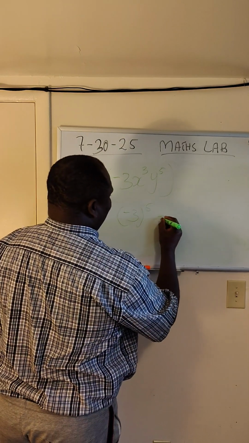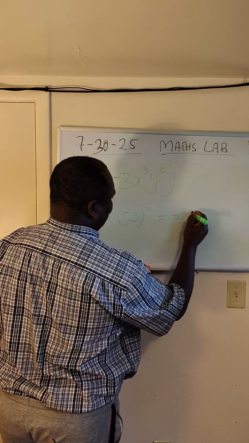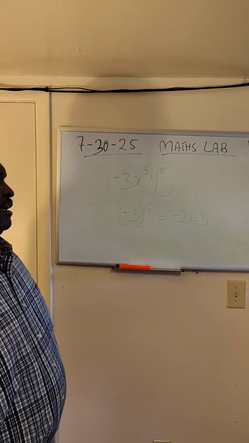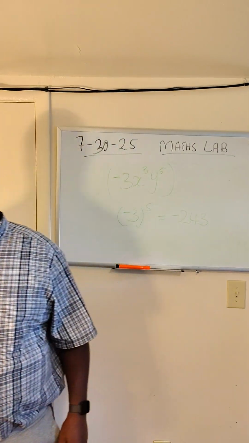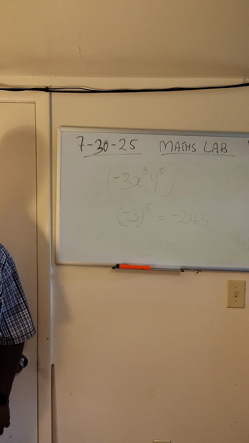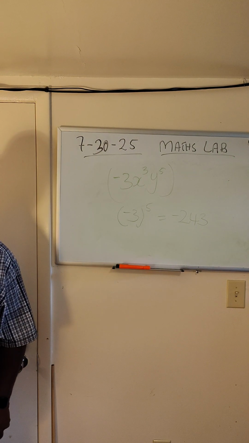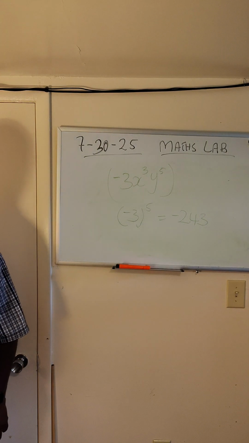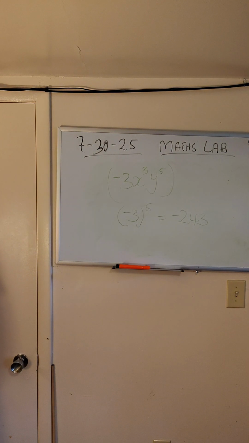That answer should be negative 243, when you take negative 3 and raise it to the power of 5. Now we are done with the numbers. Now let us deal with the variables.